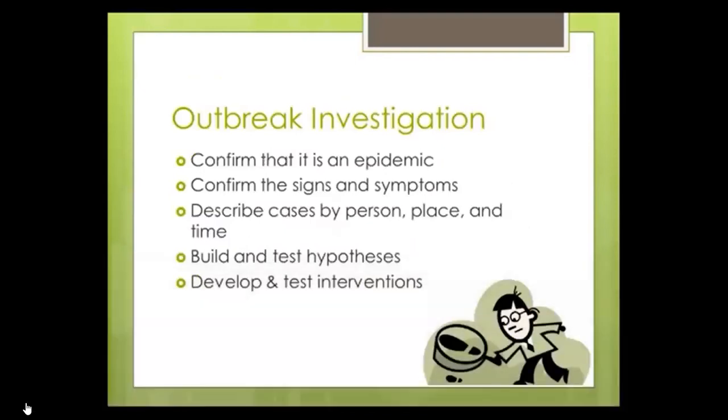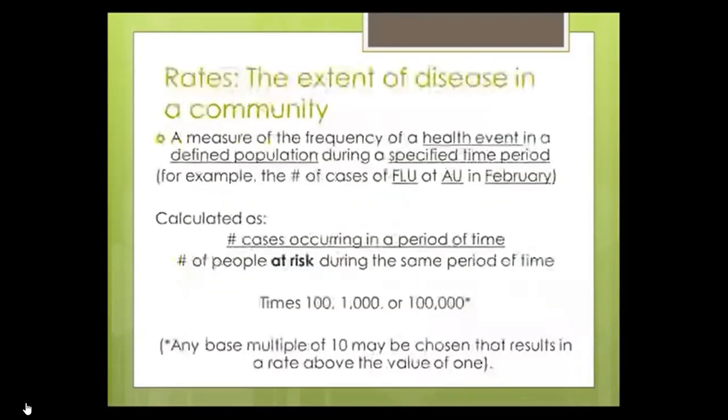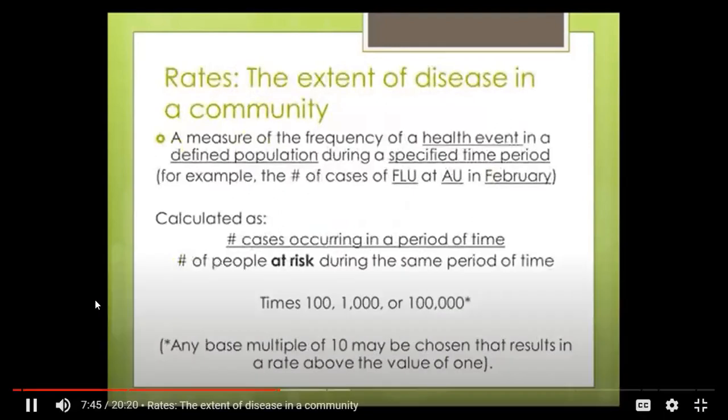Outbreak investigations start with confirming that there's an epidemic. An epidemic is when case numbers are clearly above their normal rate. Then signs and symptoms are confirmed, and cases are described by person, place, and time. And then a hypothesis is built and tested. And then interventions are developed and tested. In epidemiology, we use rates to express the extent of disease in population groups.